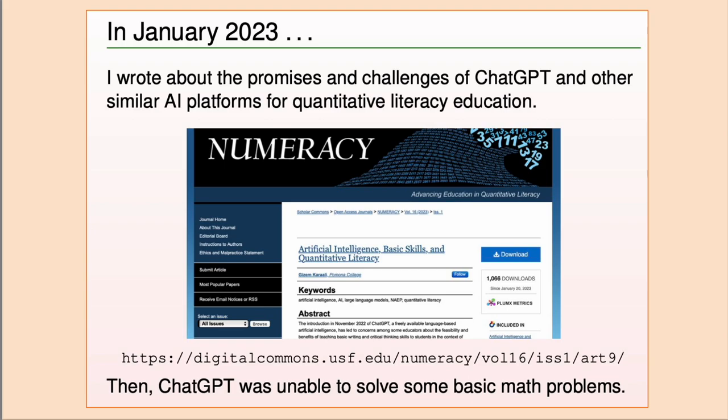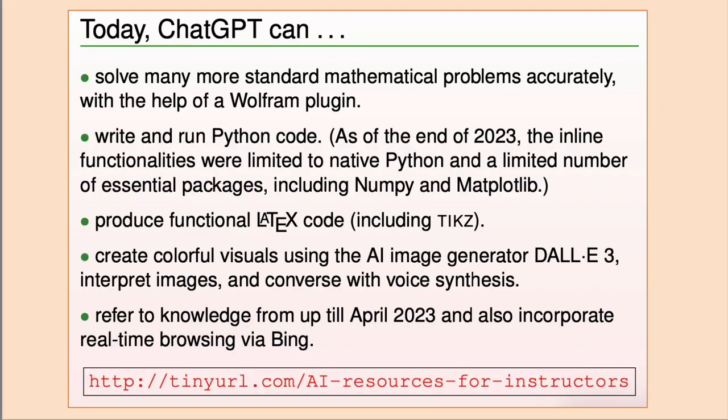But as I said, it is young and keen and it learns really fast. Today, ChatGPT can do a whole lot more. In particular, it can solve many more standard math problems through a Wolfram plugin. It can write Python code and produce functional LaTeX code. It can also create striking visuals, interpret images, and decipher human handwritten math. It can also refer to real-time information via its integration with the browser Bing.